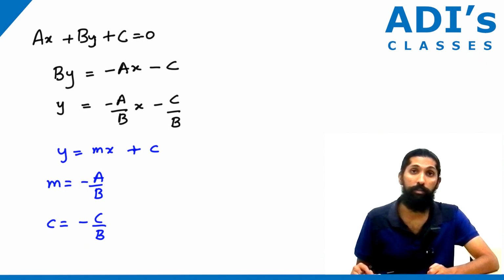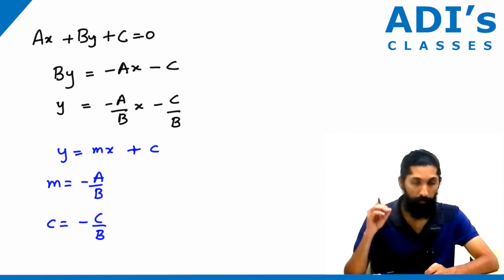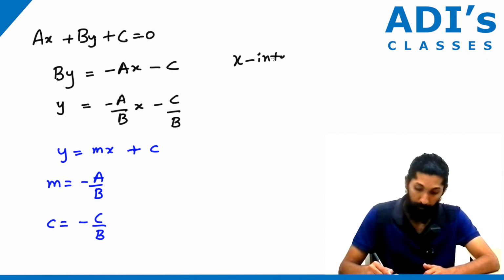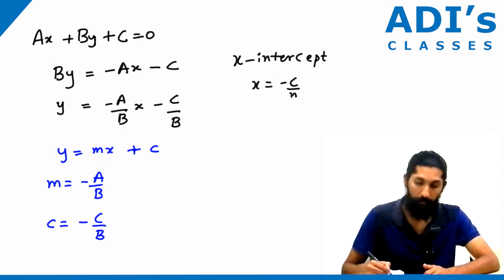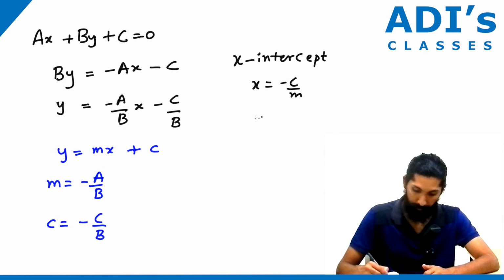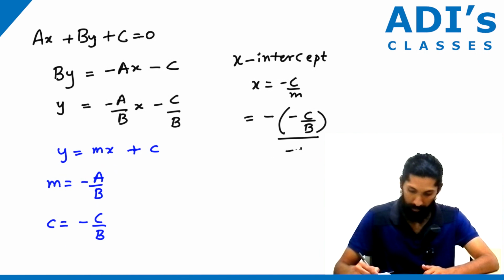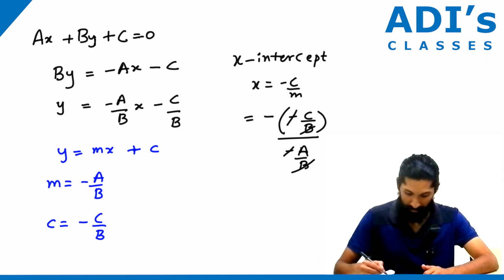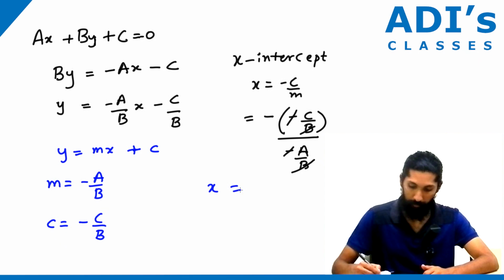Now let's try to calculate what the x-intercept is. Now if you remember, the x-intercept we can calculate. The x-intercept was what? x is equal to minus c by m, isn't it? So if you do this, minus of minus c by b divided by what is m? Minus a by b. So one minus gets cancelled, b and b get cancelled. So what do we end up with? So the x-intercept becomes minus c divided by a.